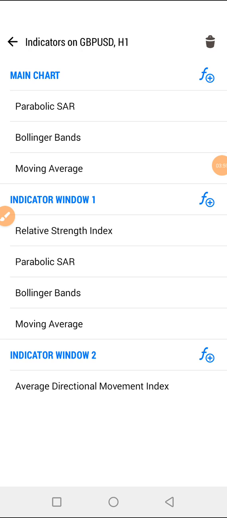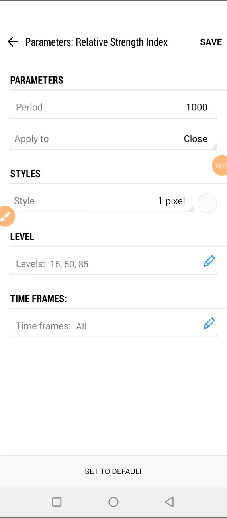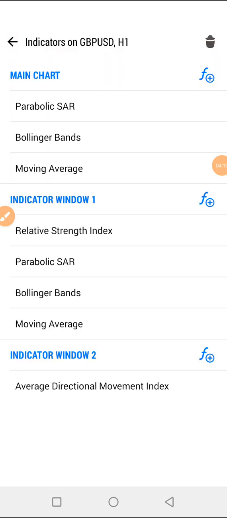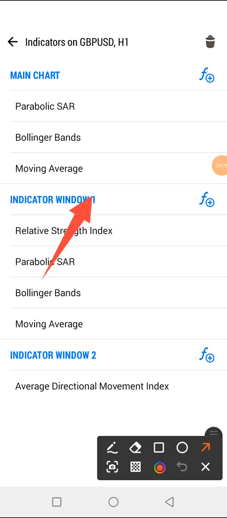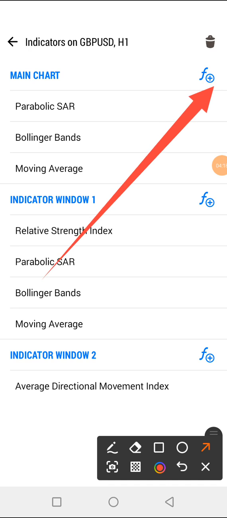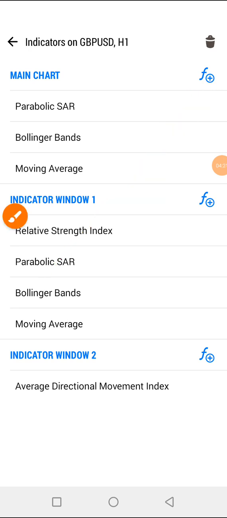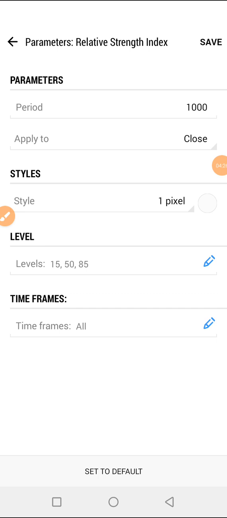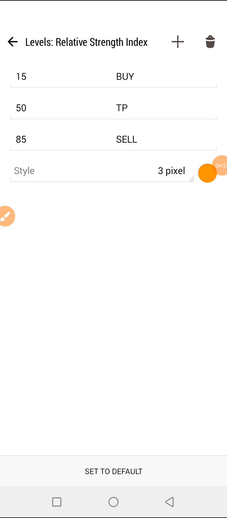Now the indicator 1, which is window 1 rather, you need the Relative Strength Index. To add it, you click on this main chart icon. Let me take you back. To add the RSI, you click on this main chart, that is the F plus main chart. It will take you to where the indicators are. You scroll down to Relative Strength Index, it's under oscillators. Then the settings: period 1000, apply to close. Make the background style be your background color. So what we need is the level, which is level 15.